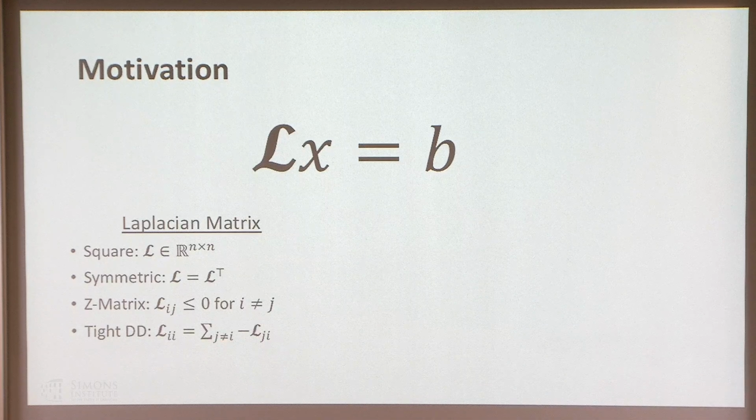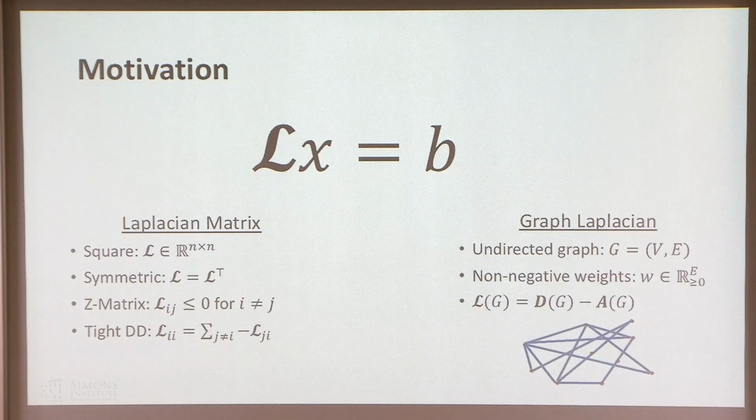Another way Laplacian matrices are commonly introduced is in terms of undirected graphs. If you have some undirected graph G with vertices V and edges E, and some non-negative edge weights W, you can define the Laplacian of that graph by taking the diagonal matrix where every diagonal entry is the total weighted degree of that vertex, and subtracting the weighted adjacency matrix. So you can see this gives a natural bijection between these two objects.